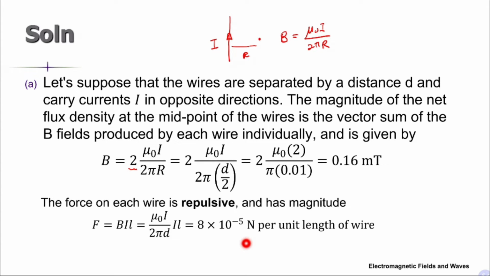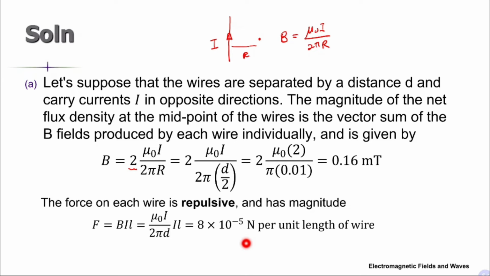And the distance r is d over 2, where d is the separation between the two wires. Put in all the given parameters, you find that the magnetic flux is 0.16 millitesla.